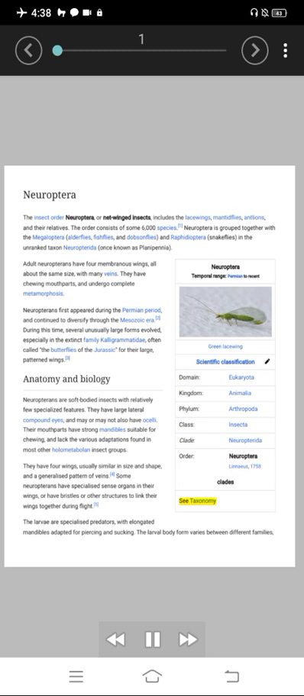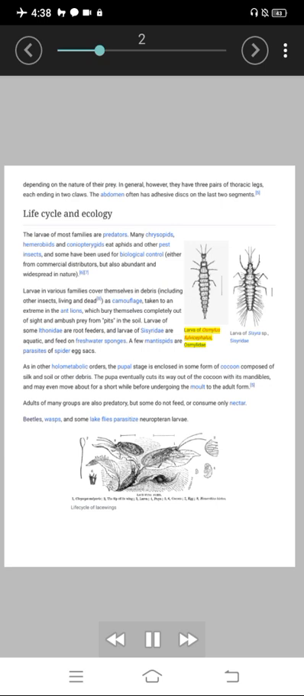Anatomy and biology. Larva of Osmylus fulvicephalus, Osmylidae. Larva of Ciceri sp., Ciceridae. Depending on the nature of their prey. In general, however, they have 3 pairs of thoracic legs, each ending in 2 claws. The abdomen often has adhesive discs on the last 2 segments.